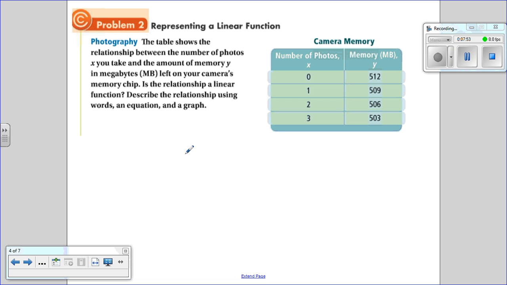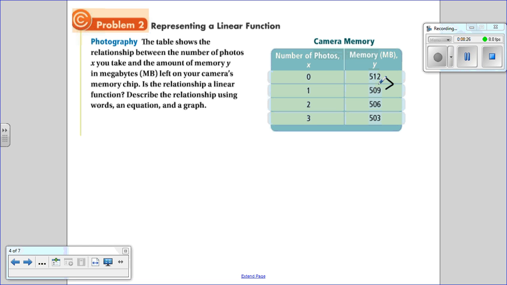So we're going to try this again. Describe the relationship using words, an equation, and a graph. So we already have the table. Describing that in words: what happens is we started with a little memory card that has 512 megabytes of memory. And every time you take a photo, it takes a little bit off. Well, how much off? Let's find out.